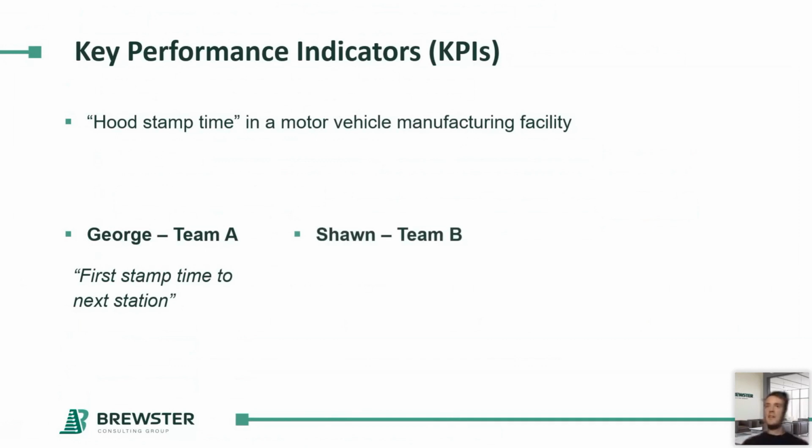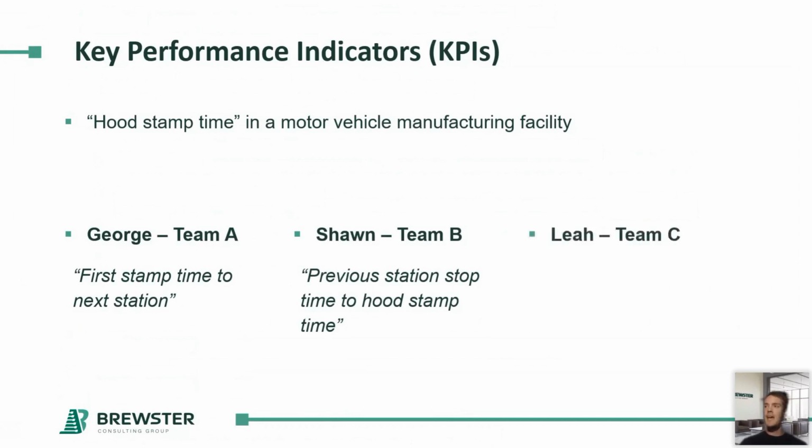We've got Sean, who's the manager of Team B, and Sean describes hood stamp time as the KPI, and here's how he measures it: from the previous station's stop time to the hood stamp time at the new station on the assembly line. So again, somewhat of a logical definition, but it's different from George's, right? And then finally, we've got Leah, who's the manager of Team C, and she defines the hood stamp time KPI as the first stamp time to the conveyor start to the next station.